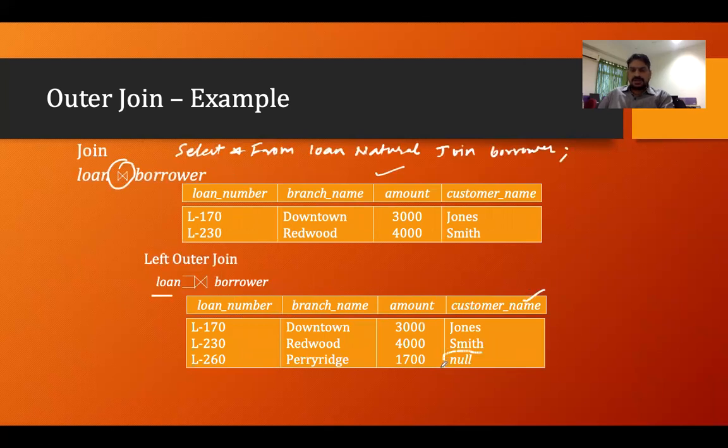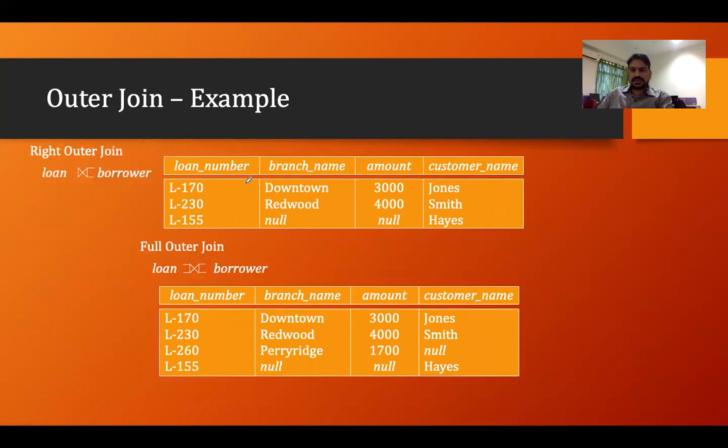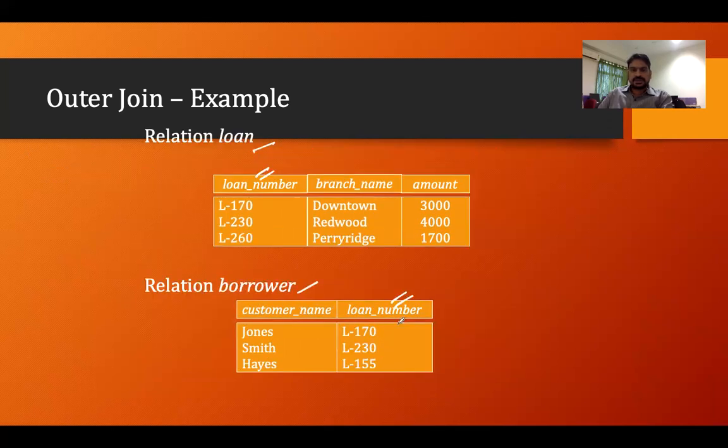Why is it coming null? Because the condition is not satisfied. What is the satisfaction condition here? It should be equal to. So which one is equal to? The branch name should be equal to the branch name, right? Sorry, yeah, loan number should be equal to the loan number. So you can see you will get this particular column along with this. This is your first row. Then 230, here also 230, it is also satisfied. This will become your third row.